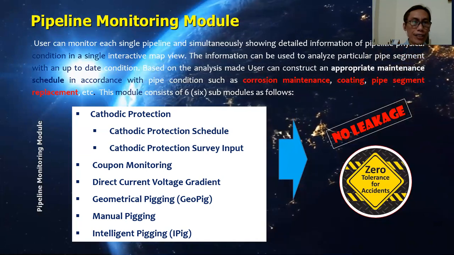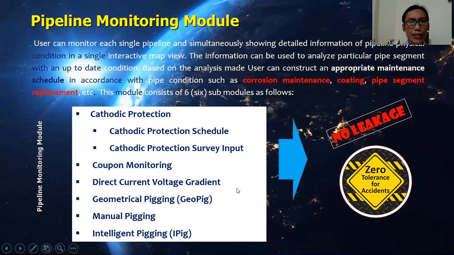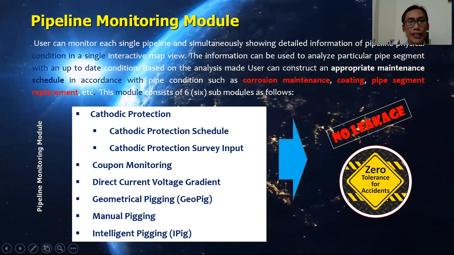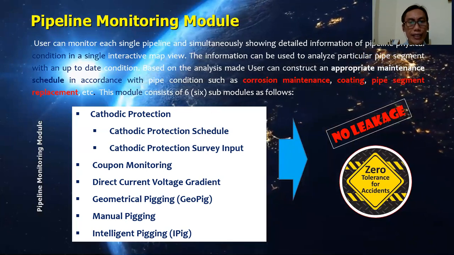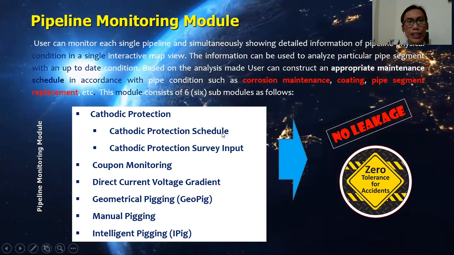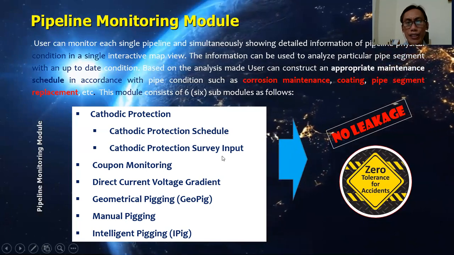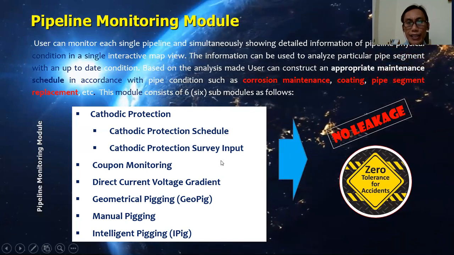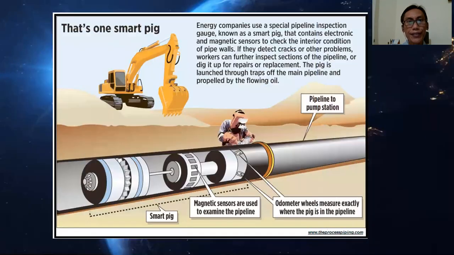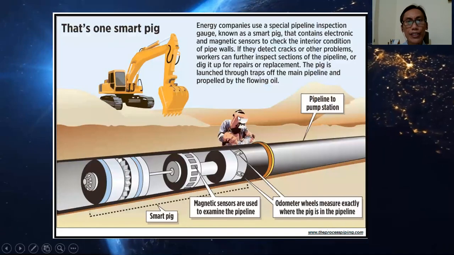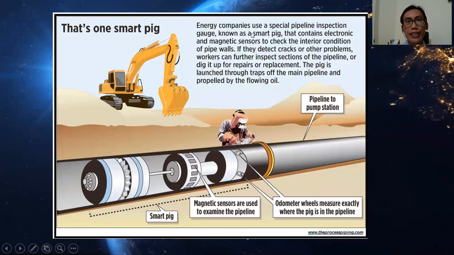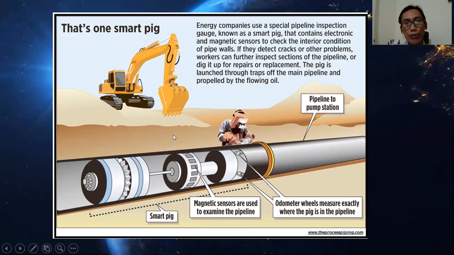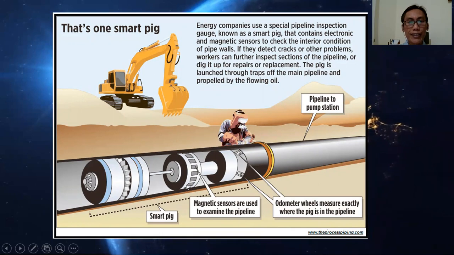These could be cathodic protection, component monitoring, direct current voltage gradient, geometrical pigging, manual pigging, and intelligent pigging. So all these processes will be done in a pigging process. PIG stands for pipeline inspection gauge. So the equipment will be like this. This is a smart pig.